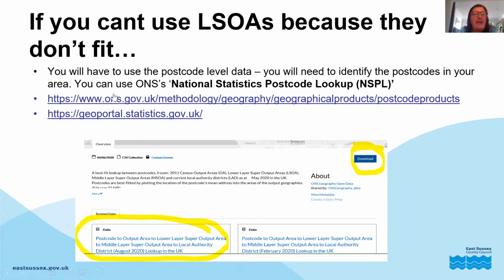And the thing we have here is the geoportal.statistics.gov.uk. If you go to geoportal.statistics.gov.uk, you get to this page and you get the option to pull out the postcode to output area and lower layer super output area lookup. Now, the problem is that is a really huge file.